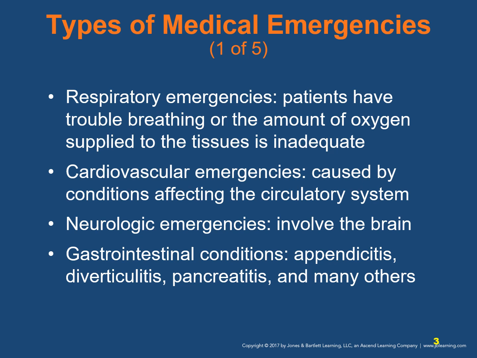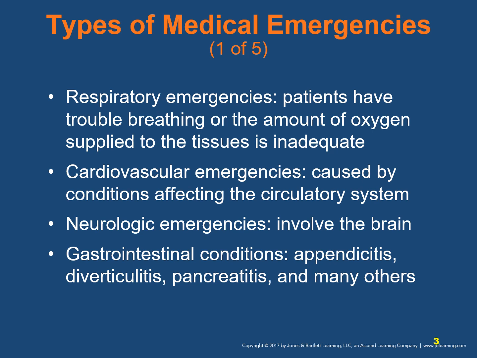Types of medical emergencies. Respiratory emergencies occur when patients have trouble breathing or when the amount of oxygen supplied to the tissues is inadequate. Diseases that can lead to respiratory emergencies include asthma, emphysema, and chronic bronchitis. Cardiovascular emergencies are caused by conditions affecting the circulatory system. Common examples include heart attacks and congestive heart failure.